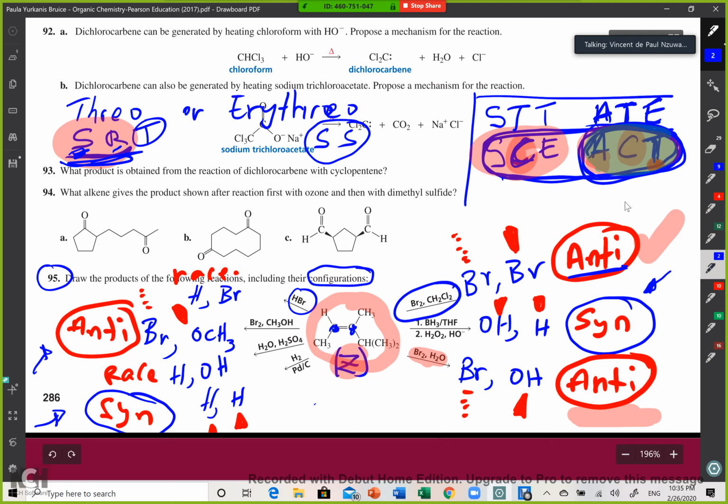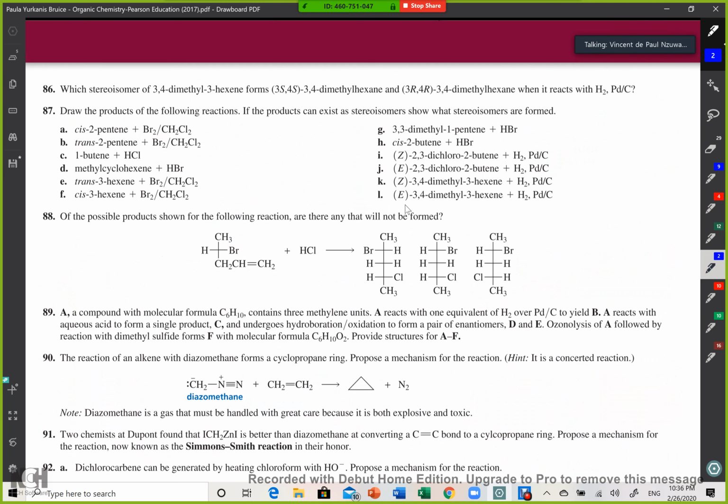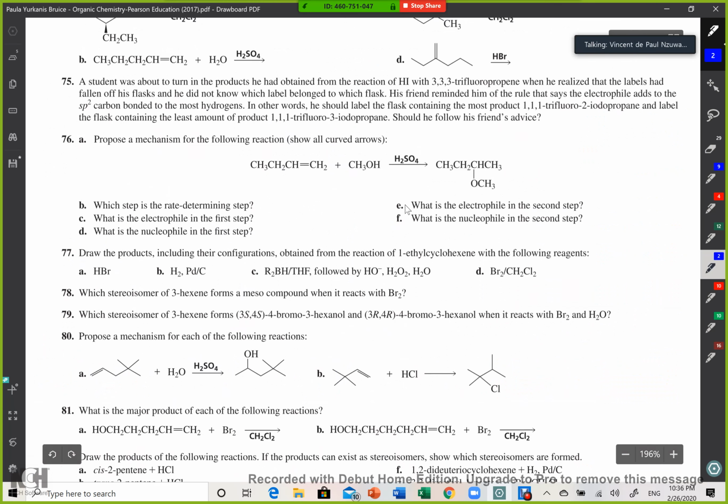So that's why my table here is important. To memorize this table, all you need to know is just one of them. If you know one of them, then you can know the remaining three. And again, I want you to know that threo means SR and erythro means SS. Does that make sense? Okay, I believe the silence means everything is fine.